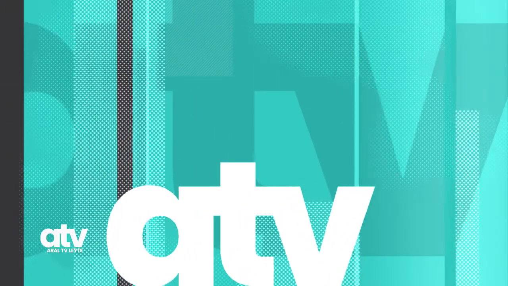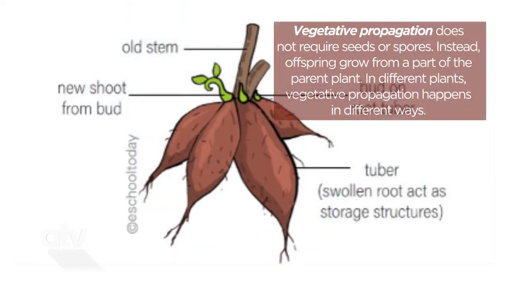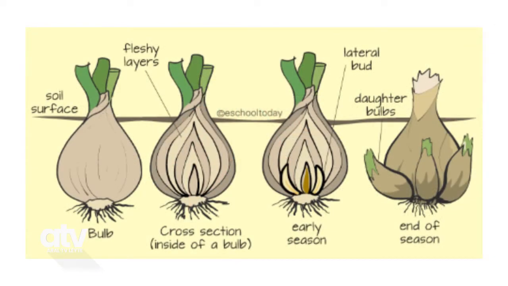What are the different methods of asexual reproduction in plants? Vegetative propagation does not require seeds or spores. Instead, offspring grow from a part of the parent plant. In different plants, vegetative propagation happens in different ways. Here are a few examples.